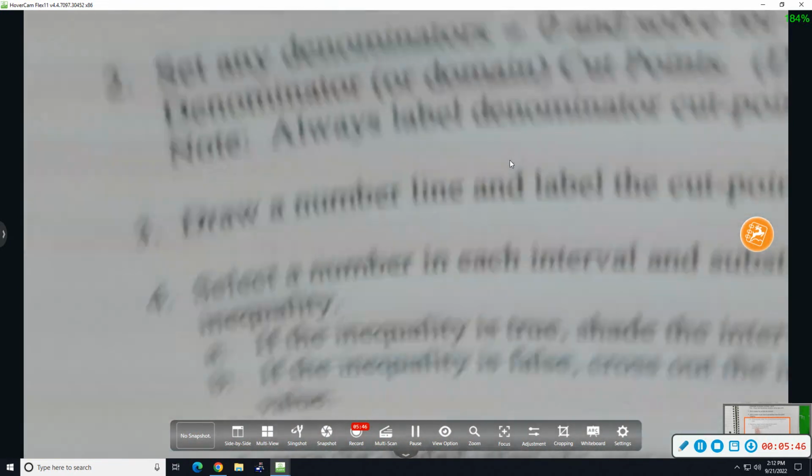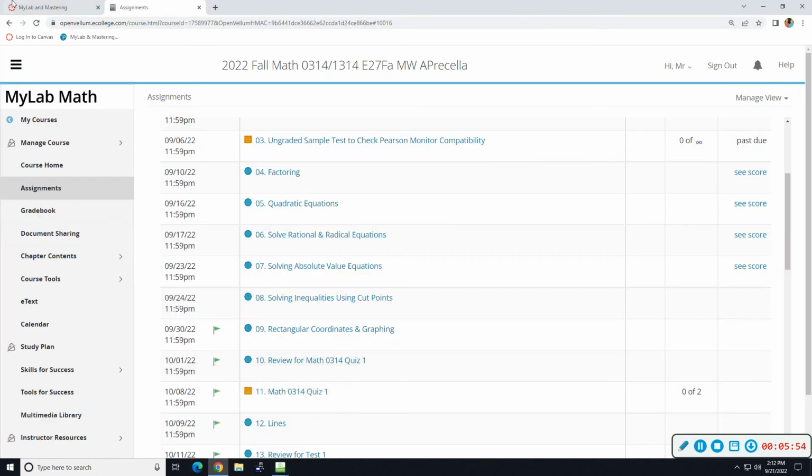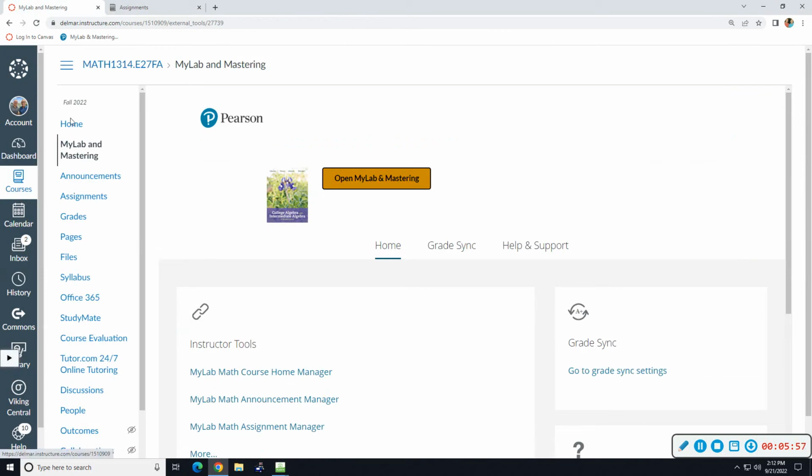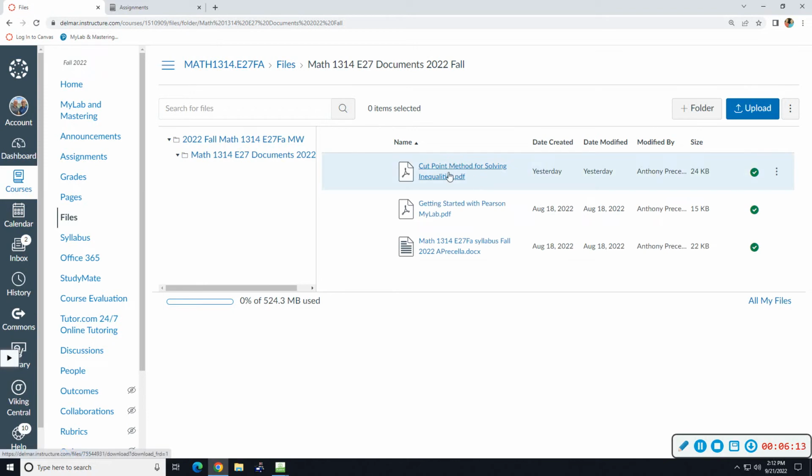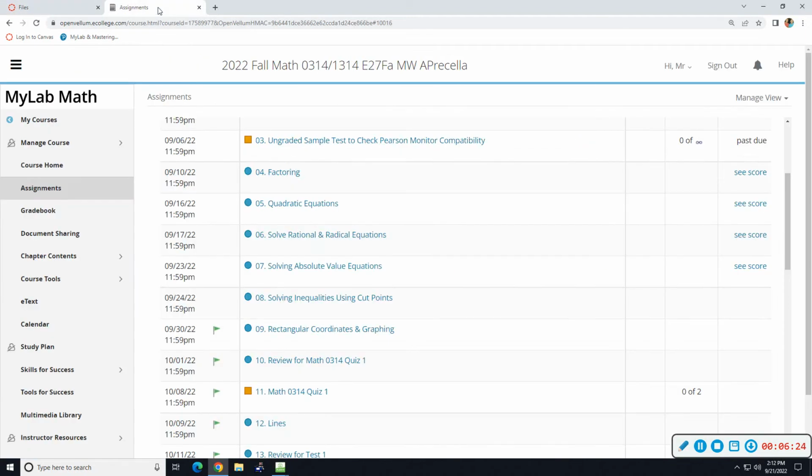Everyone has one of those sheets of paper, so I'm going to be referring to it. And while I'm thinking about it, I should mention that on Canvas, if you lose the sequence of steps, look under Files, and there's a file called Math 1314 Documents Fall 22, and there it is, Cut Point Method for Solving Inequalities. Any pieces of paper you ever get will always be backed up, or there'll be someplace that you can get it, because I know it's hard to keep up with a sheet of paper.